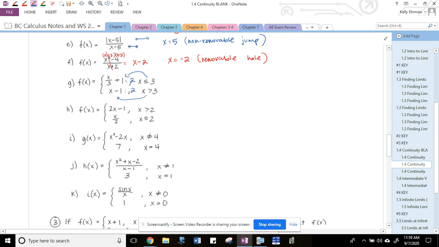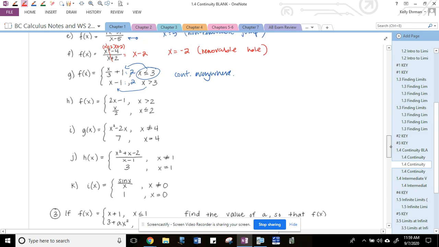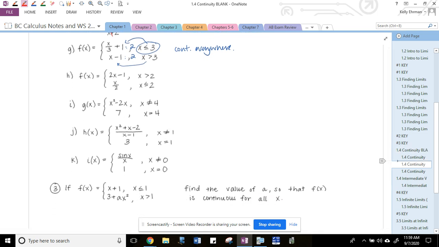Since these two pieces match and f of 3 is defined, if you're plugging in 3, you get it here. Since they're both 2, there are no discontinuities. This is continuous everywhere. If you want to show yourself the work and do the official limit notation, fine. You could also graph this thing if you want to verify. But again, all of those things take time, and time is not a luxury on the AP test or for our in-class tests and quizzes.